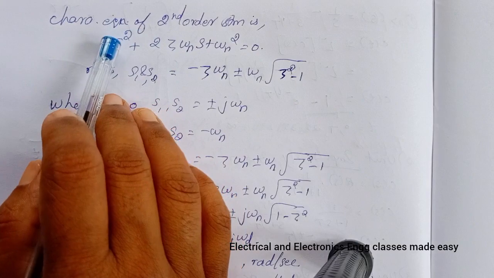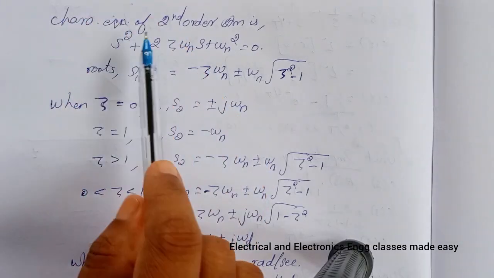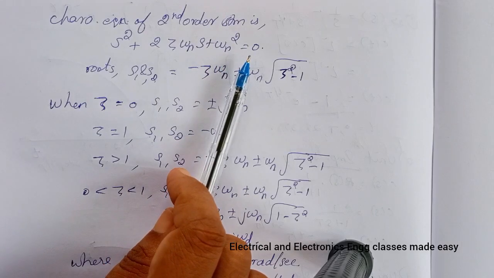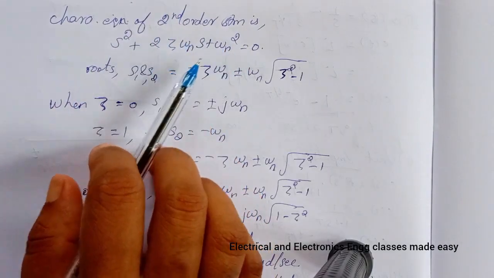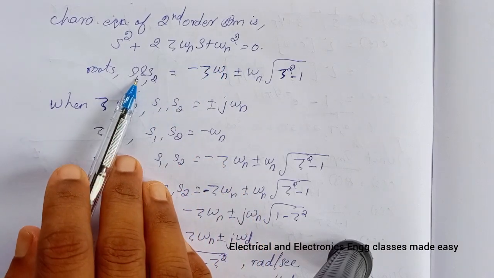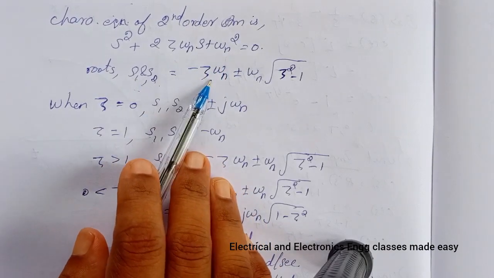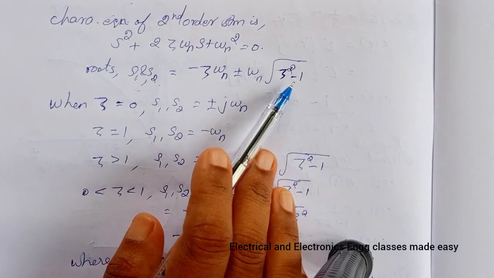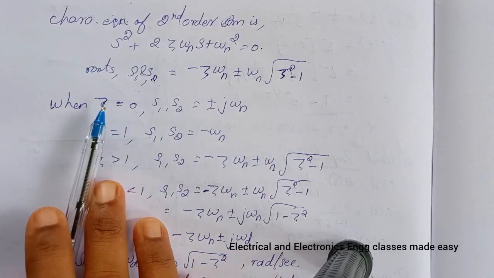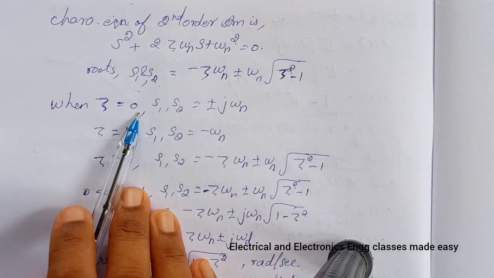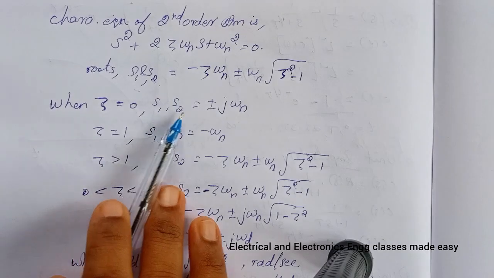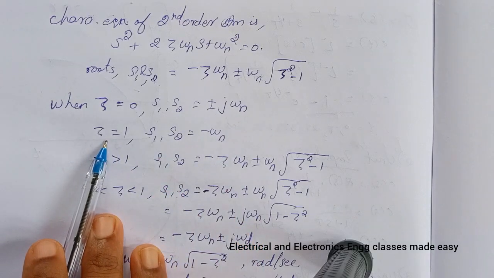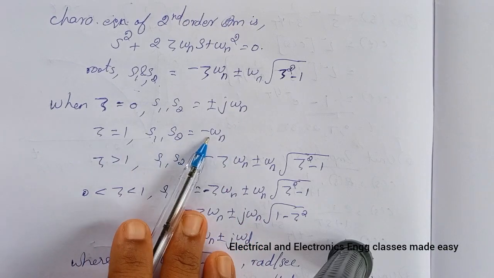The characteristic equation of the second order system is s square plus 2 zeta omega n s plus omega n square equal to 0. After solving this quadratic equation, we get the roots s1 and s2 equal to minus zeta omega n plus or minus omega n into root of zeta square minus 1. When zeta is equal to 0, we get s1 and s2 equal to plus or minus j omega n. And when zeta equal to 1, we get the roots as minus omega n.